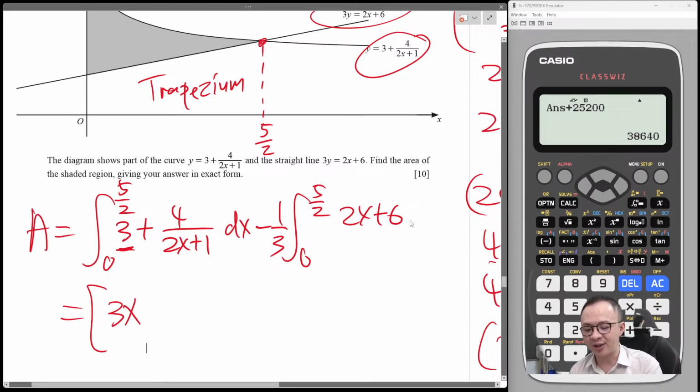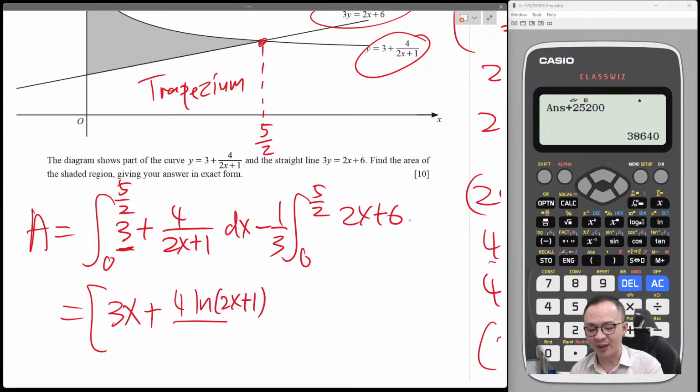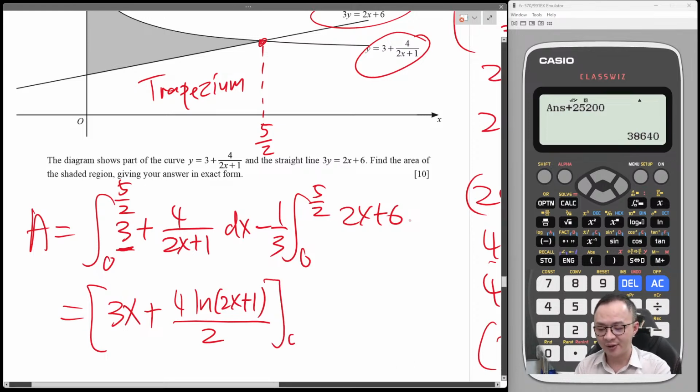Integrate this one, actually it is ln, isn't it? Because the bottom is power 1. So it's 4 ln of (2x plus 1) divided by 2, isn't it? Because differentiating inside the bracket, you will get a 2 there. Then this is 0 to 5 over 2, minus 1 over 3.